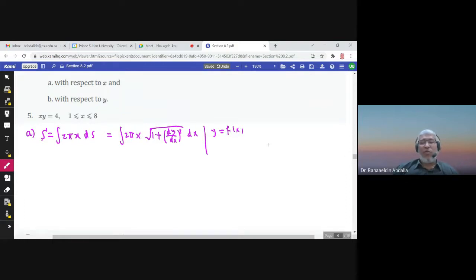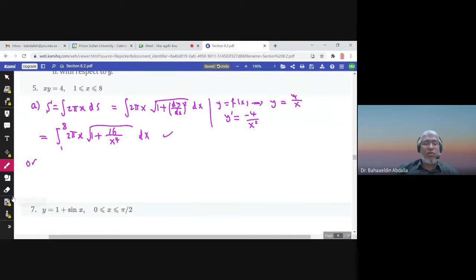Well, x times y is 4, so if I solve it for y, dividing by x, I will have 4 over x. So y prime would be negative 4 over x squared. And now I can write the integral as dx, and x from 1 to 8. This is x and this is dx, so that's good. Square root of 1 plus y prime squared. If you raise this to the power 2, it's 16 over x to the power 4 dx. And that's the integral.